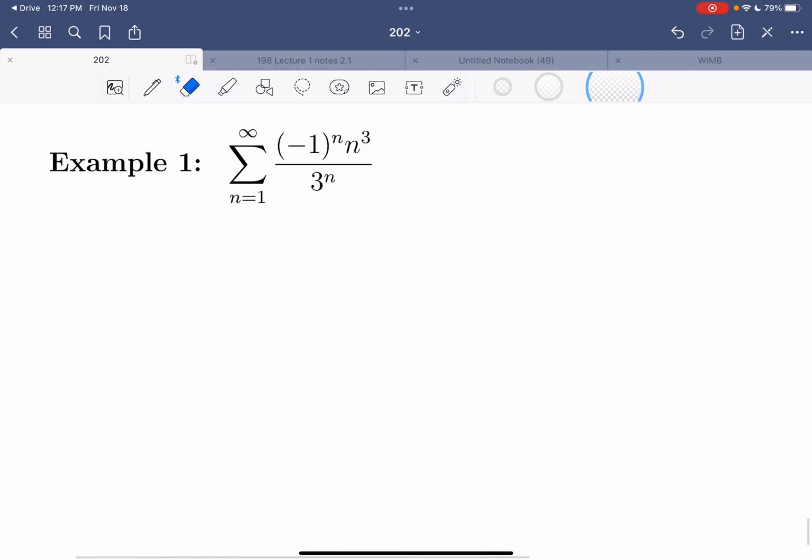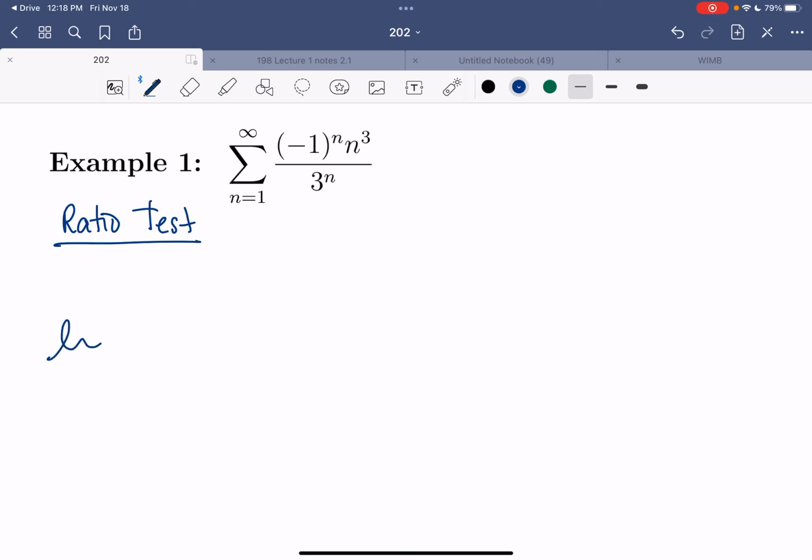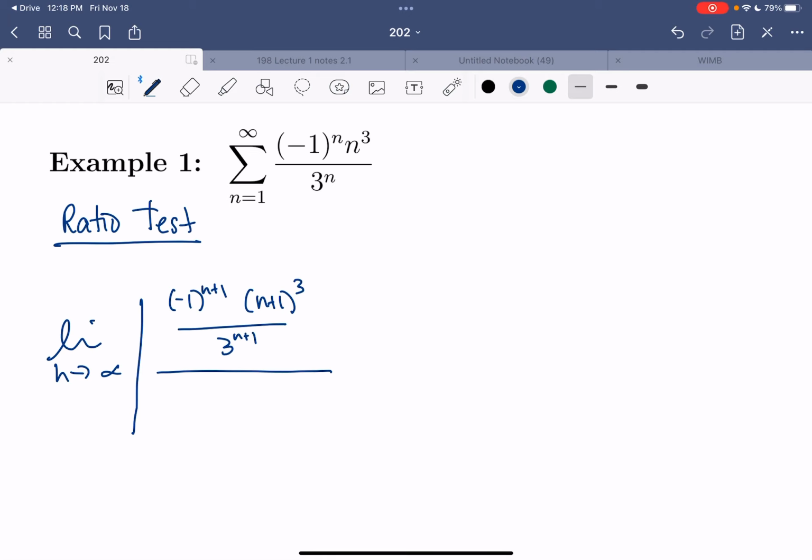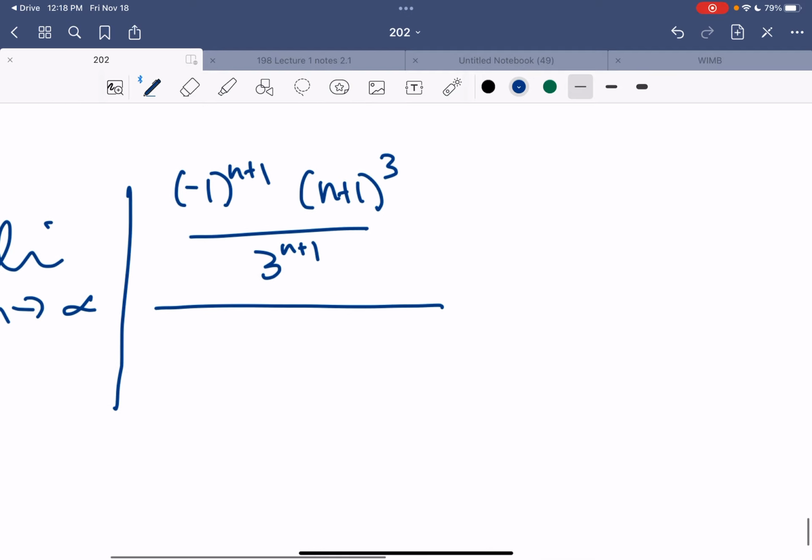So let's take a look at this one. This is really an alternating series, so maybe the alternating series test, but you can use the ratio test here as well. So let's use the ratio test. When we use the ratio test, we're looking at the limit as n goes to infinity of the absolute value of, now we want n plus 1 on top, so I'm going to plug in n plus 1. That's negative 1 to the n plus 1 times n plus 1 cubed all over 3 to the n plus 1. And in the bottom, I want the original, so negative 1 to the n times n cubed over 3 to the n.